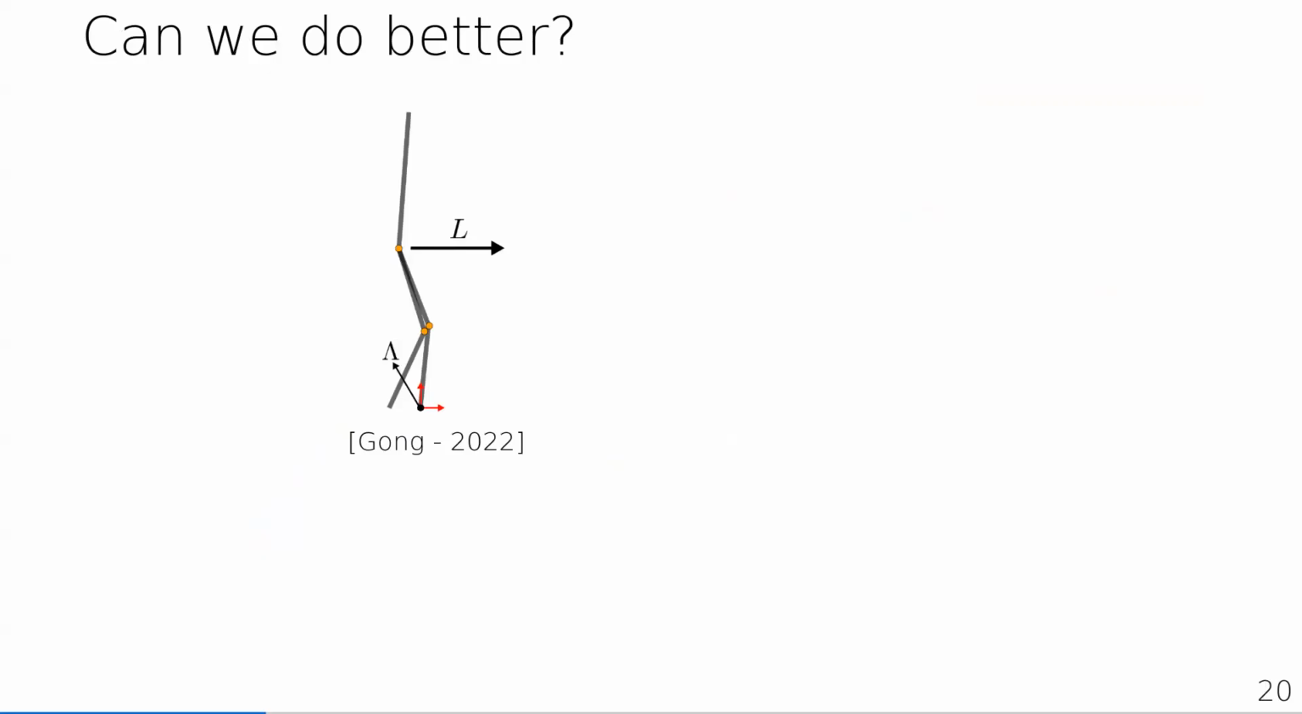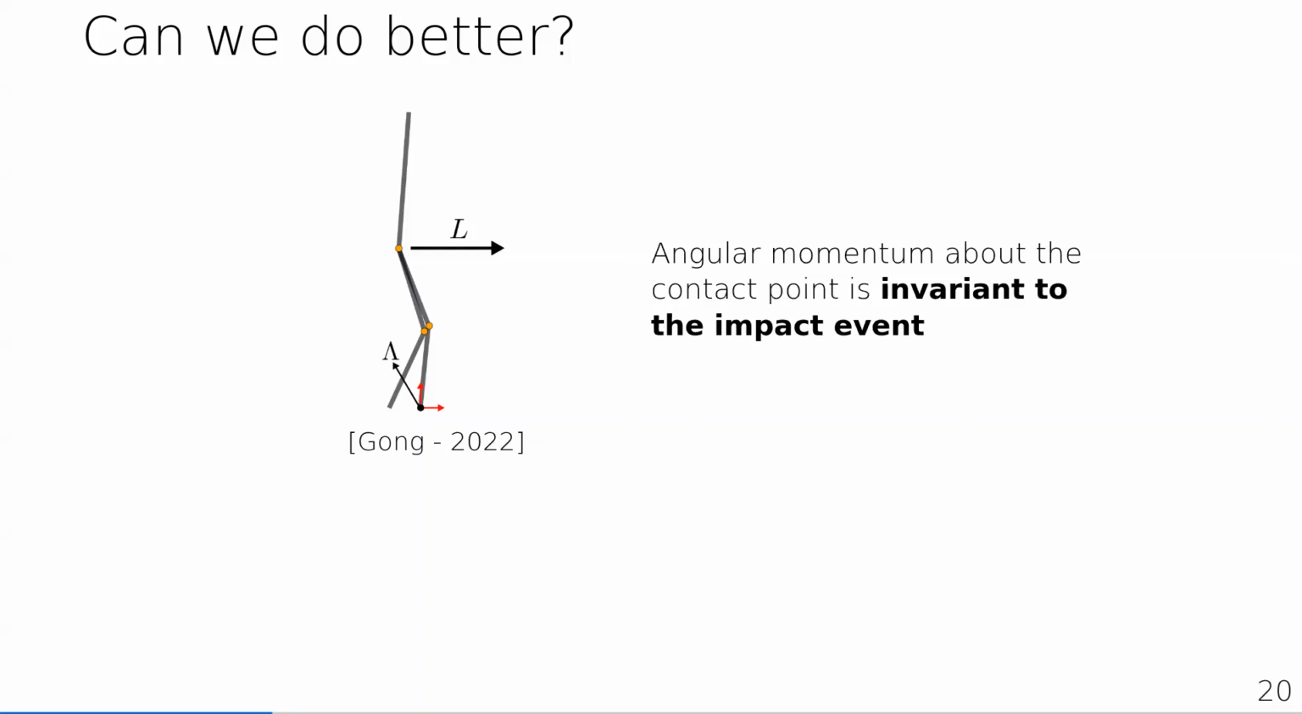Fortunately, the answer is yes. And to quickly explain why, let's look at a quick example. In their walking controller, Ghosn chose to use angular momentum at the contact point to help plan footsteps. One of the reasons it was chosen is because angular momentum about the contact point does not change over the impact event, or is invariant to the impact event. The reason is that impact forces enter at the feet and thus do not apply moments.